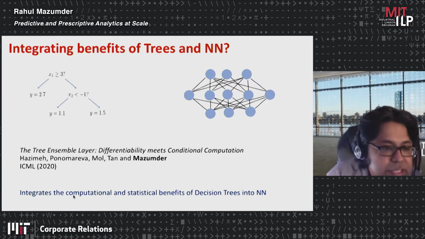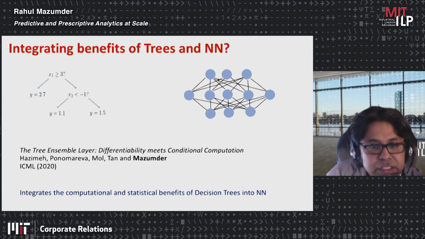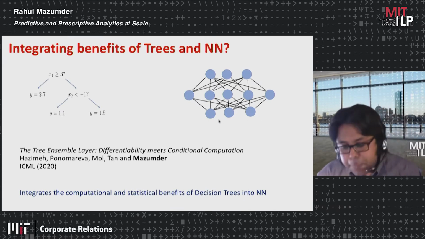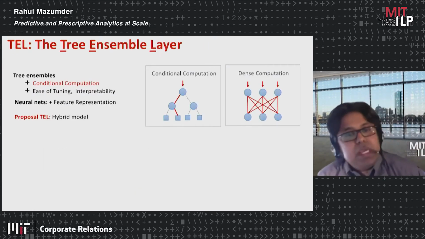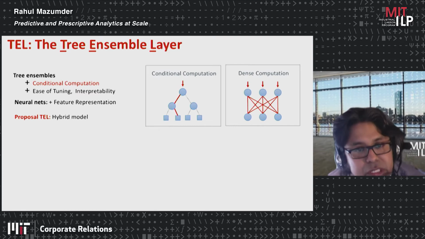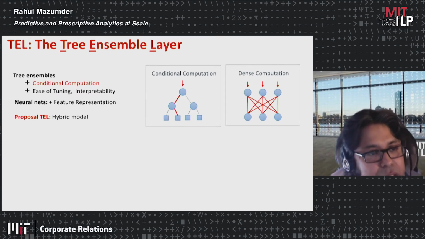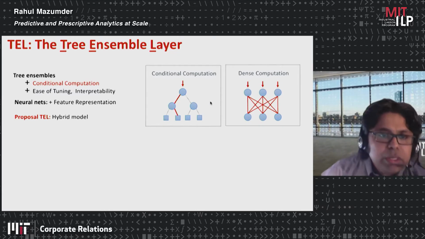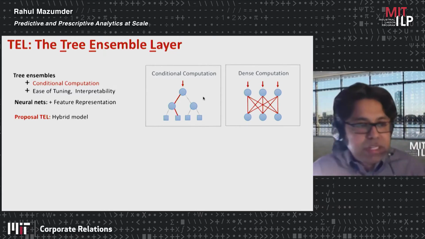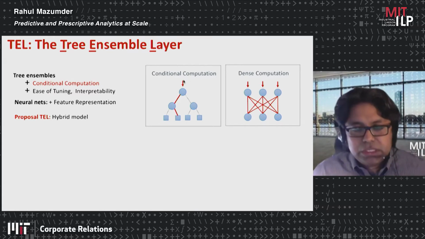In a sense, it integrates some of the computational and statistical desirable properties of trees, as well as the rich feature extraction capabilities of neural networks, and puts them together. So this paper starts to investigate a key area in the context of large-scale training, which combines neural networks as well as trees, and this is the notion of conditional computing. What is conditional computing? In a nutshell, it's not very formally defined, but it is easy to understand from a picture.